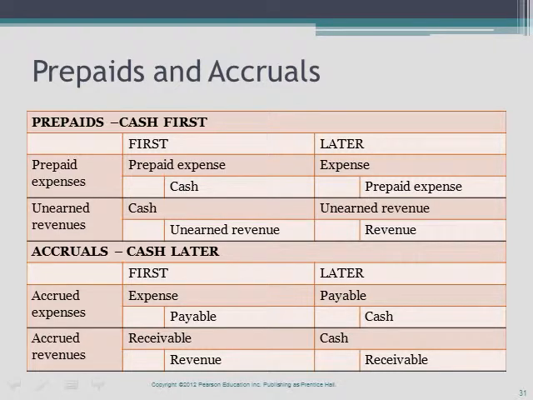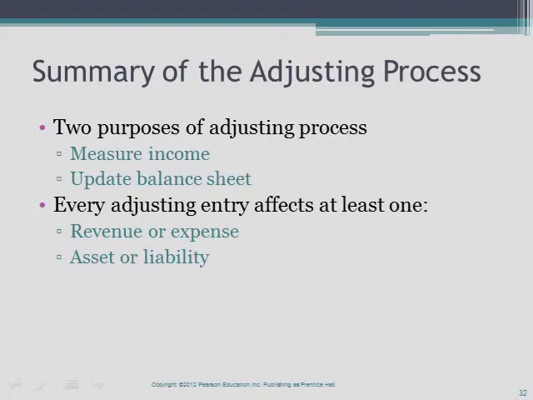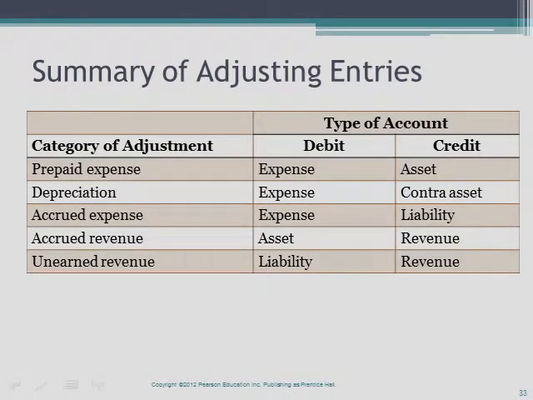This table diagrams the distinctive timing of prepaids and accruals. With prepaids, the cash comes first, then an adjusting entry is needed to update the accounts. Accruals start with an adjusting entry, then the cash transaction comes later. Two purposes of the adjusting entry process are to measure income and to update the balance sheet. Therefore, every adjusting entry affects at least one revenue or expense to measure income and one asset or liability to update the balance sheet. Each category of adjustment has its own pattern. Notice that each involves a balance sheet account and an income statement account.